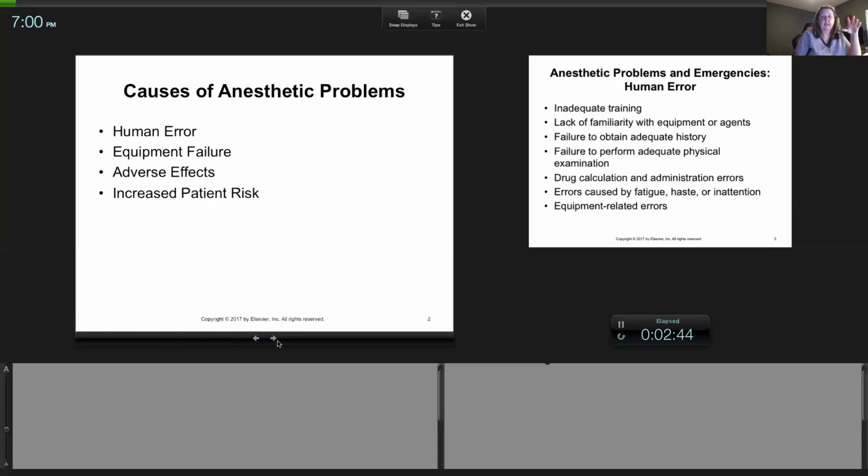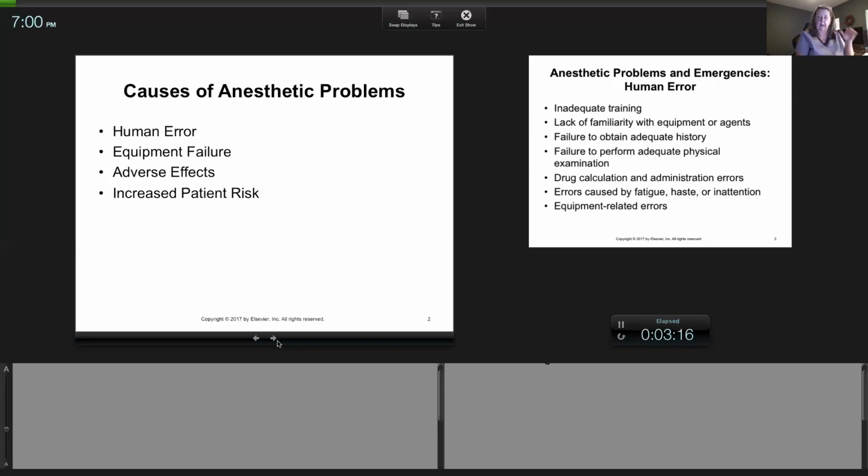So when we first get into anesthetic problems, they usually break into one of these four categories. Either, obviously we're human and we make mistakes, so was it human error? Was there an equipment failure? Are there any adverse effects of the agents being used, or adverse effects of the procedure? And then, did the patient have any risk coming into the procedure, like a brachycephalic?